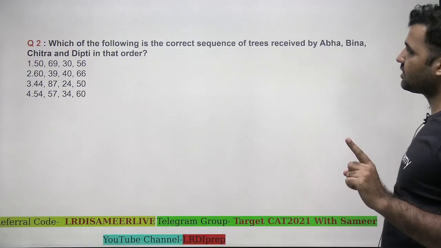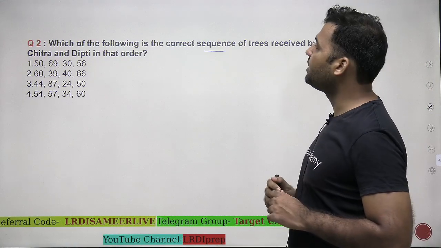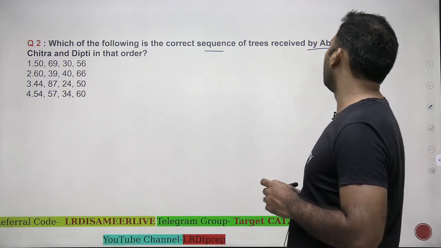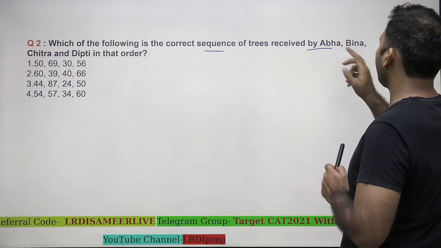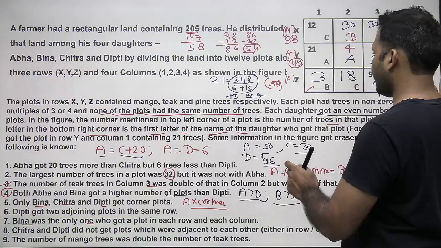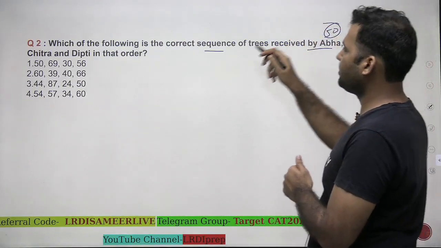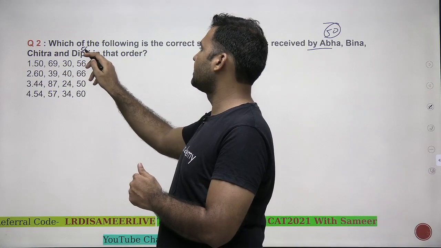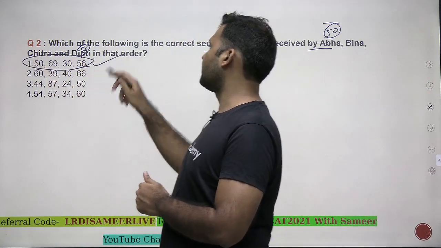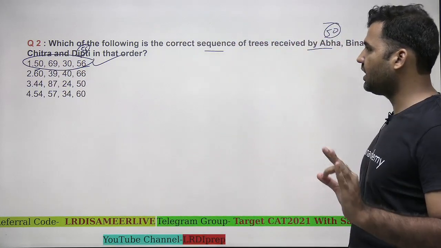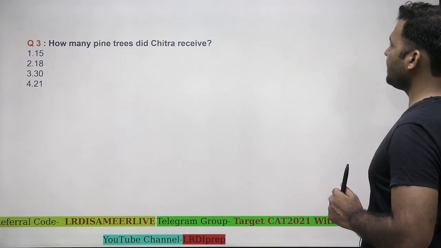This question had 6 questions in it. Which of the following is the correct sequence of trees received by Abha, Bina, Chitra and Dipti in that order? Okay, we are supposed to find out the number of trees of Abha, Bina, Chitra, and Dipti. Abha, we have seen, is getting 50, right? So we have 50 with Abha. Dipti, we know, is 56. So 50 and 56. This is the only option which has allotted 50 trees to Abha and 56 to Dipti. So straight away you can go with this option. A is the correct answer.